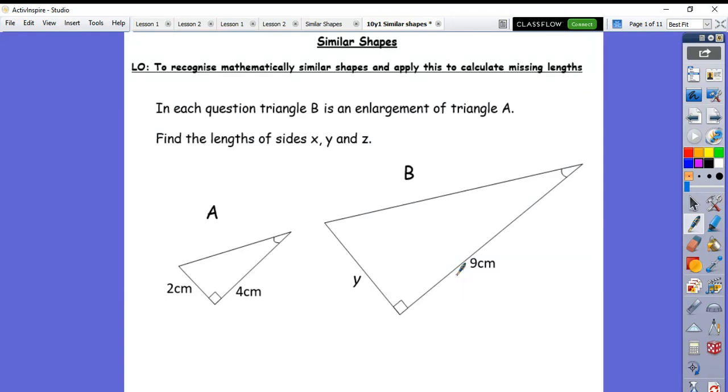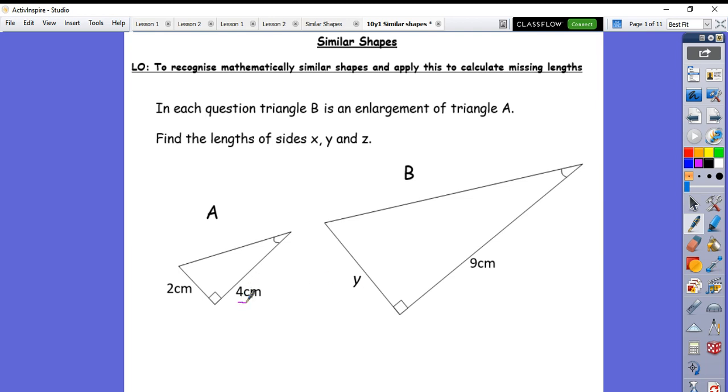Hello, can I have a little look at similar shapes? Here we can see I've got shape A and shape B. Shape B is an enlargement of triangle A. We're being asked to find the missing length, so we want to find out what Y is.